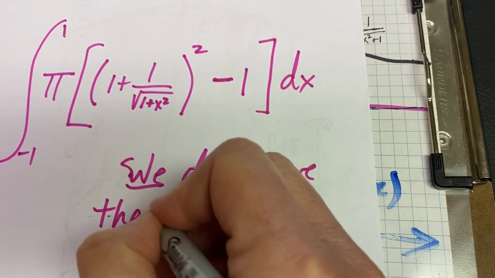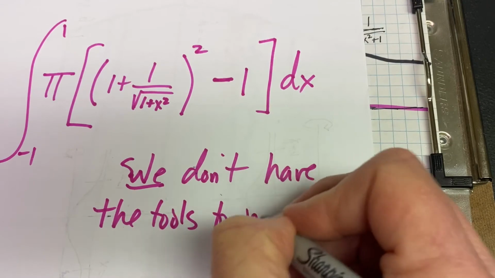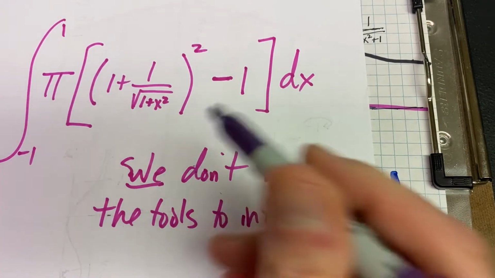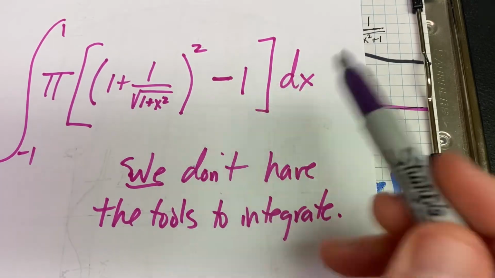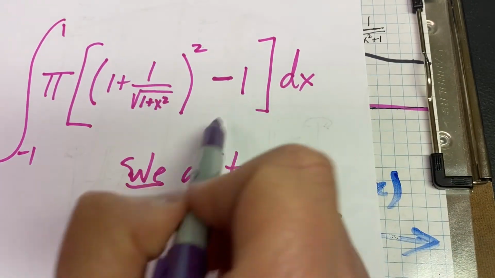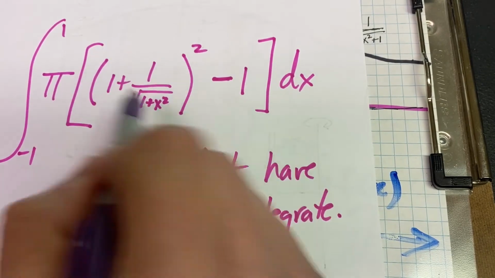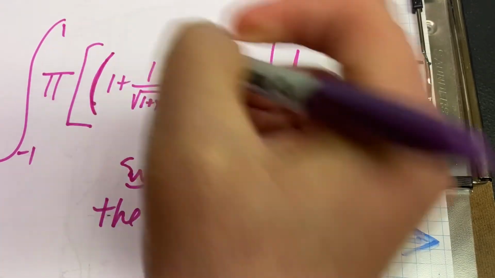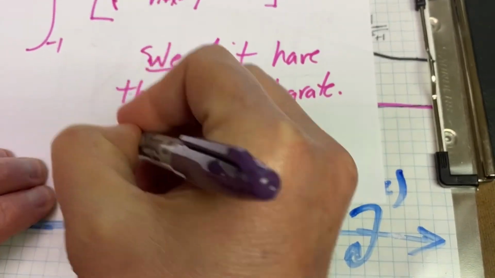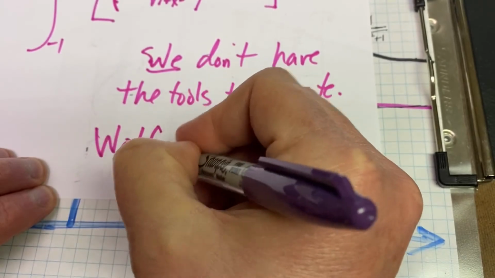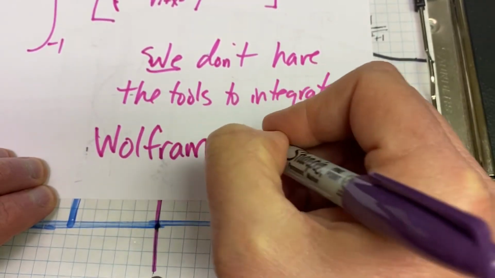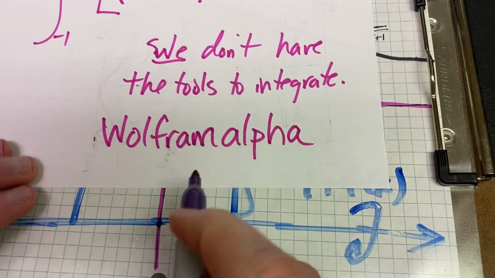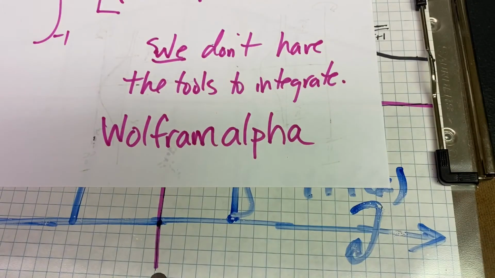We don't have the tools to integrate this. It's possible to integrate it. There's ways to integrate it, but we just don't have the tools in our toolbox for integrating that. We didn't cover everything in that chapter simply for time reasons. You don't know how to spell that, if you've heard me say it, but wondered what the word I was saying was. Wolfram Alpha. You could put all that into Wolfram Alpha and it will give you the integral.